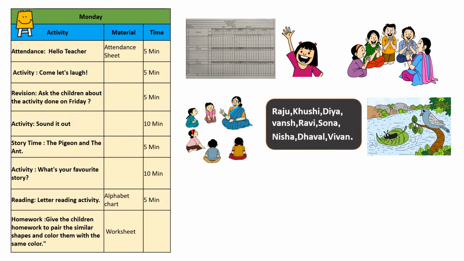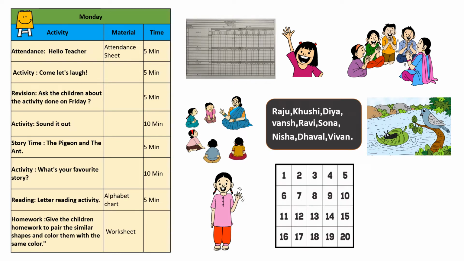Story time. Narrate the story of the pigeon and the ant to the children. Ask the children to tell their favorite story. Letter reading activity. Do the letter reading activity with the children using the alphabet chart. Homework. Give the children homework to pair the similar shape and color them with the same color.